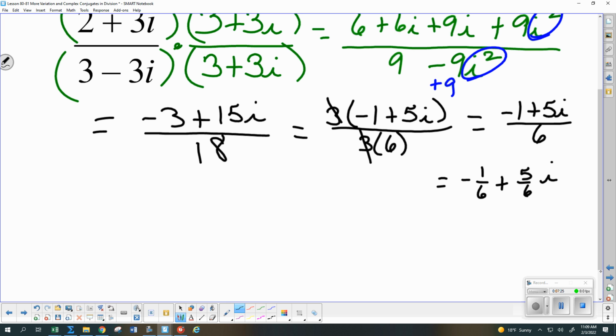So I could also have gotten there by saying -3/18 plus 15/18 times i. Oh, now I'm going to simplify both of my fractions. So two ways that you could get there. Anybody with a question on that?